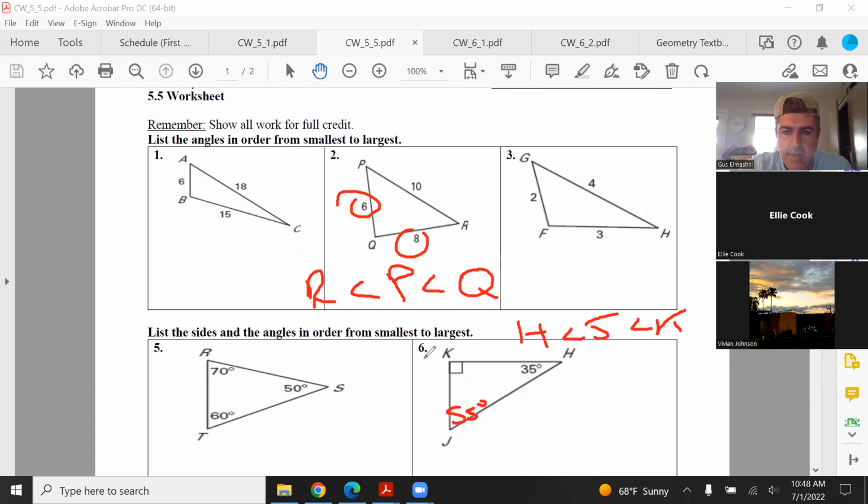And the sides, obviously the one opposite 90 is biggest, so HJ, well, let me do the small side first, sorry. KJ, that's opposite 35. Then KH is opposite 55. And then finally, HJ, that's opposite angle K. Okay, so hopefully that makes sense there. Questions on 2 or 6?